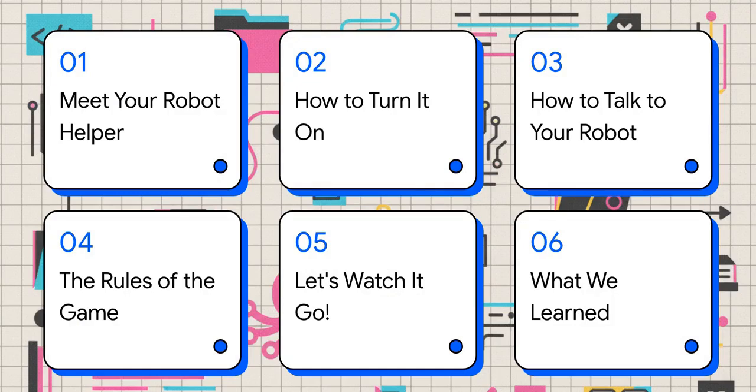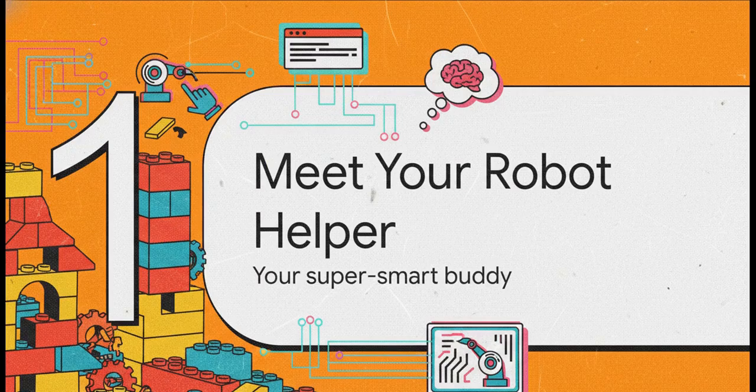So here's our adventure map. First up, we'll meet our robot helper. Then we'll learn how to wake it up and how to talk to it. After that, we'll go over the rules of the game, watch it do some really cool tricks, and then we'll talk about all the awesome stuff we learned. Sound good? Let's go.